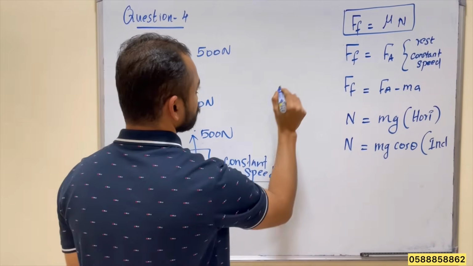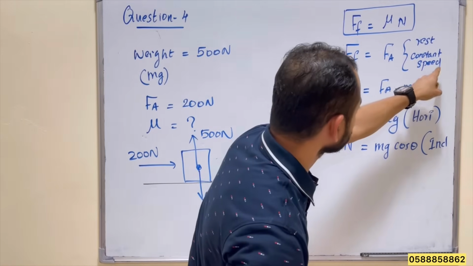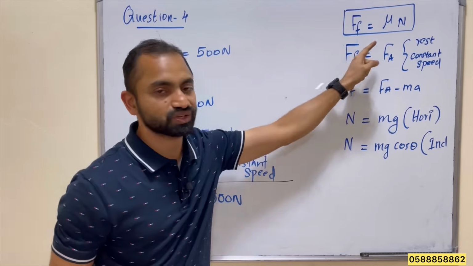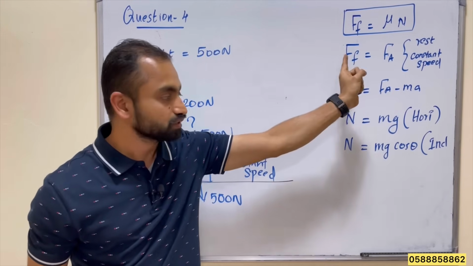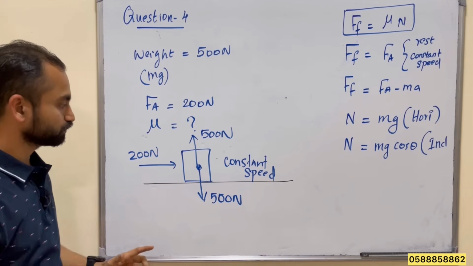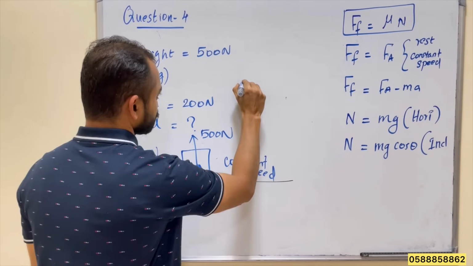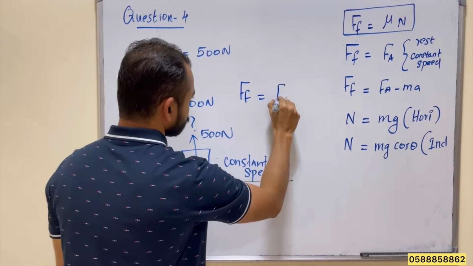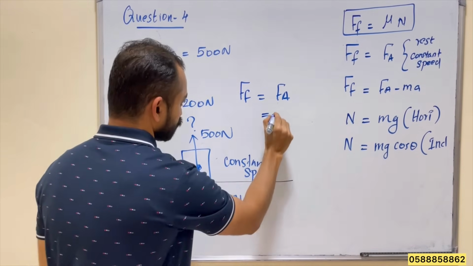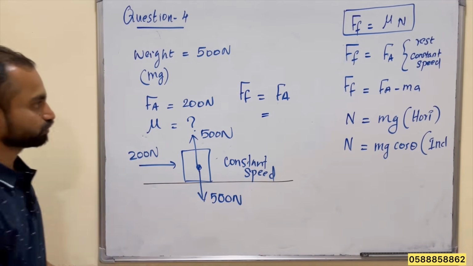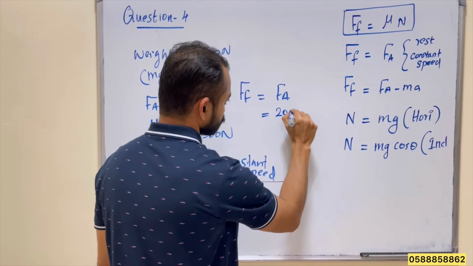So what is the value of the friction? If the object is moving at a constant speed, friction is equal to applied force. So what is friction? Friction is equal to applied force, because the block is moving at a constant speed. How much force is Ahmed applying? 200 Newton. So friction is equal to 200 Newton.